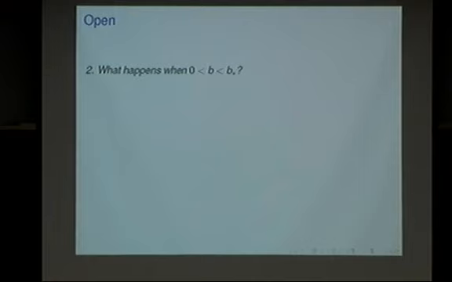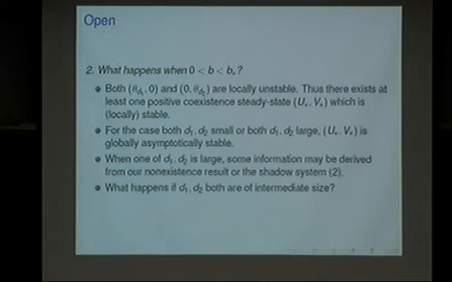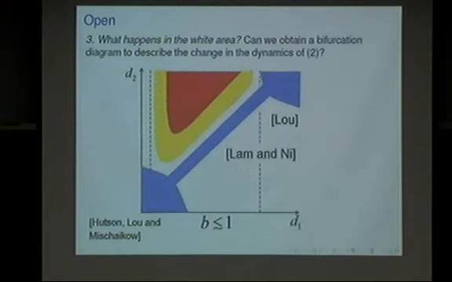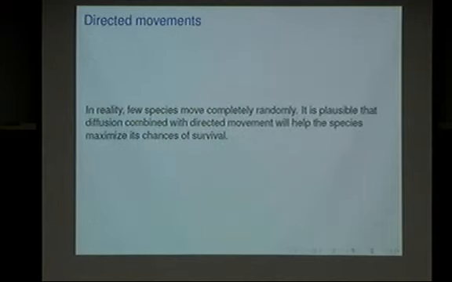Now, what happens when B is smaller than B star? B star is this number. If B is bigger than B star, we know theta d1, 0 is locally stable. If B is smaller than that, of course, it is unstable. But what happens to the rest? Both semi-trivial steady states are locally unstable, but depending on d1, d2, one can say what happens. The situation is not clear, but I think I will skip over that and go into the directed movement.